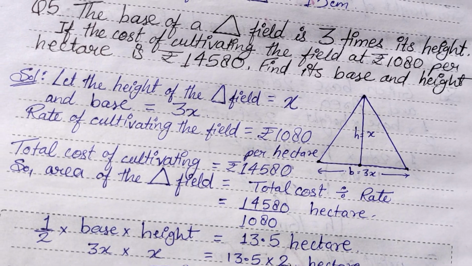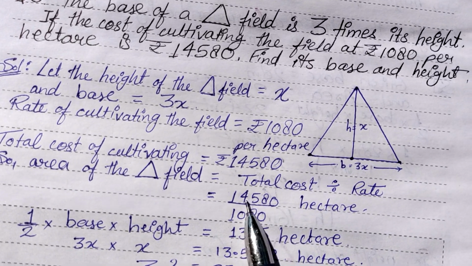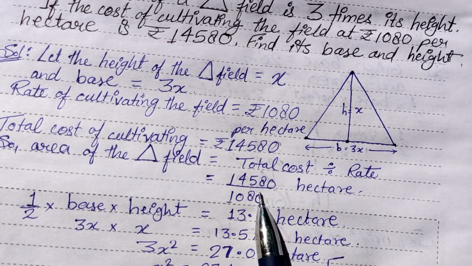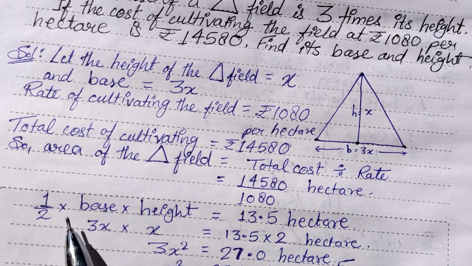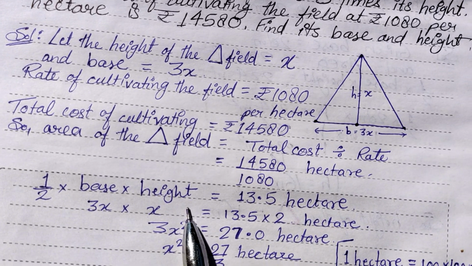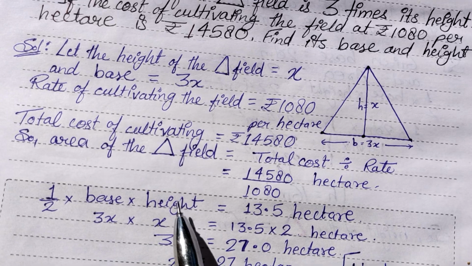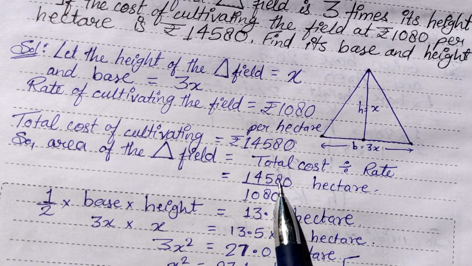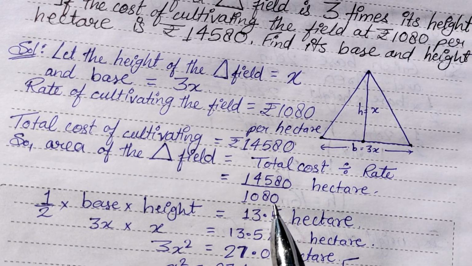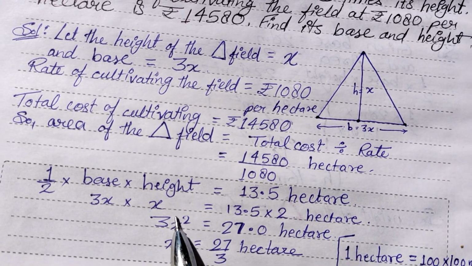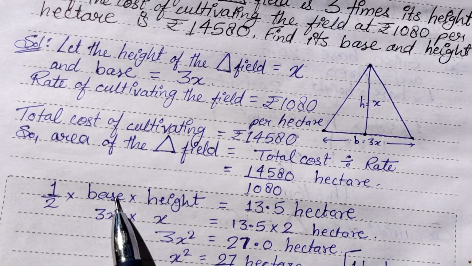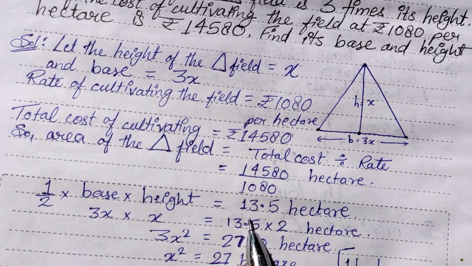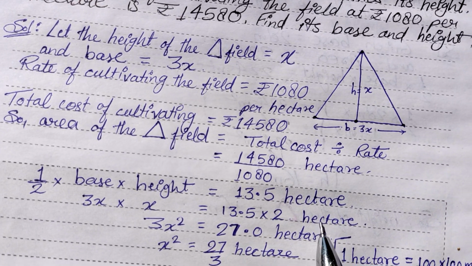Now we have 14580 divided by 1080 hectare. This is the area, and we also know that area of a triangle is equal to 1/2 into base into height. So putting the formula of area, and area we know is 14580 upon 1080, we can equate it. Now equating it, we have base 3x, height x. Transfer this 1/2 to the right side, we have 13.5 into 2, it is in hectares.